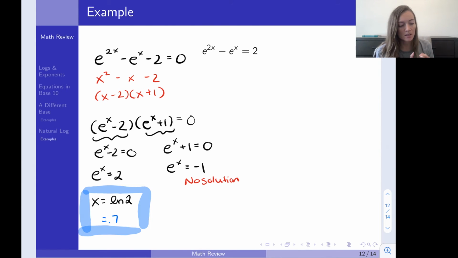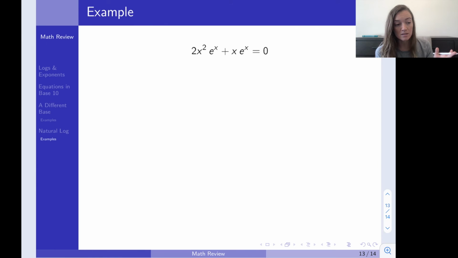Okay, so the important thing to keep in mind here is that when you see an exponential equation that looks like this, where you have multiple exponents floating around, you can't just dive right in and take the log of both sides. You have to figure out a way to condense it down so that you can look at just one at a time, like we did here by factoring. Okay, so now let's look at another example that's similar.